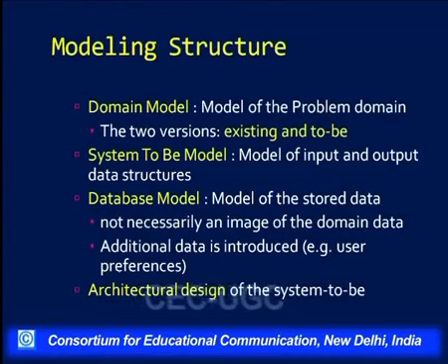Then the next type of model, which is more commonly used for domain data or for databases, is known as the database model. In the database model, it is the model of the stored data, not necessarily an image of the domain data. Additional data is introduced later on, for example user preferences. So this is a model of the database, of how the data is going to be stored. It is not exactly all the domain data, but an introduction to which further data can be added.